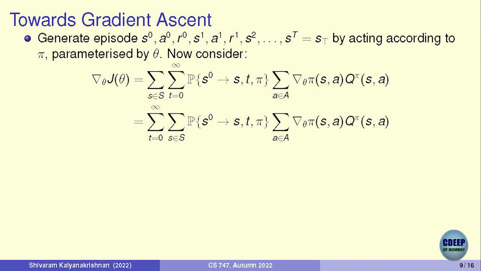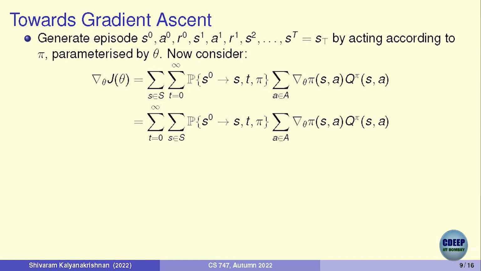So I'll do the first one for you. Think about this. Keep this as it is, okay? Keep the sum over time. So fix t for whatever is inside over here. What we have here is a sum over states, a probability distribution over states, right?